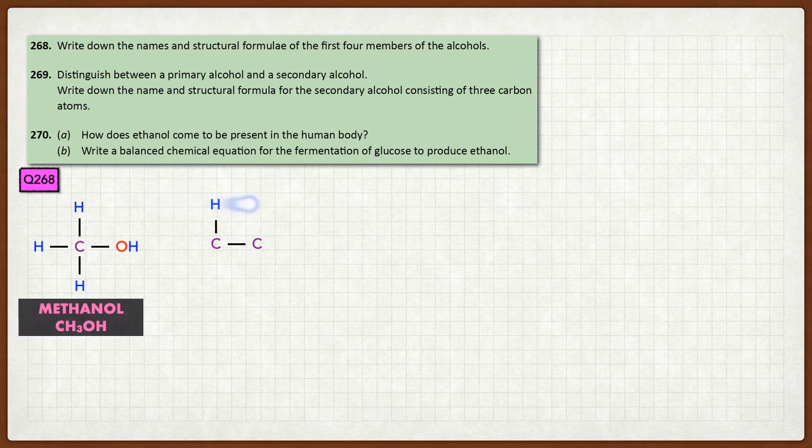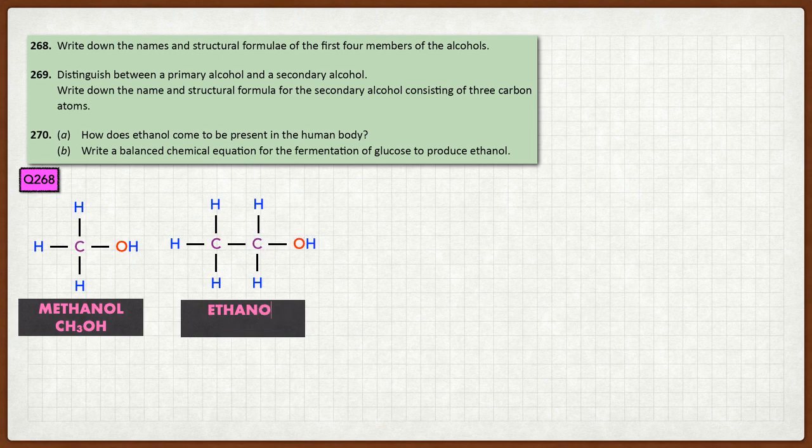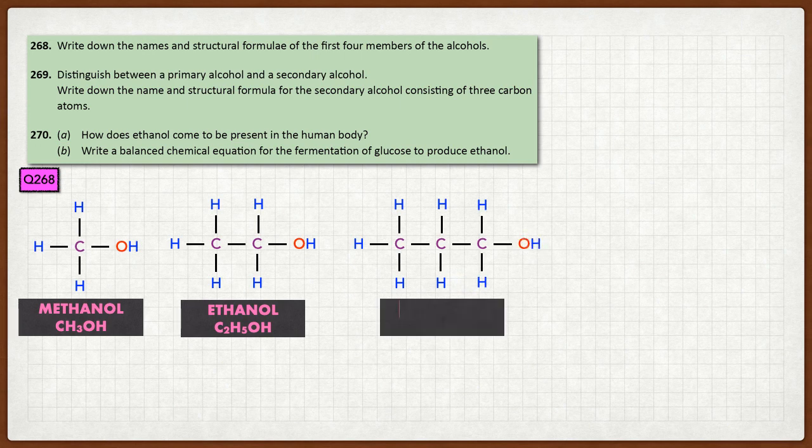Our second member is ethanol. There's a structural formula. C2H5OH is its molecular formula. That's the alcohol in beers, wines, and spirits. Our third member is propanol, sometimes referred to as propan-1-ol. It's probably more correct to refer to it as that, because there is an isomer of propanol or propan-1-ol, which is propan-2-ol. They're not the same compound, of course.